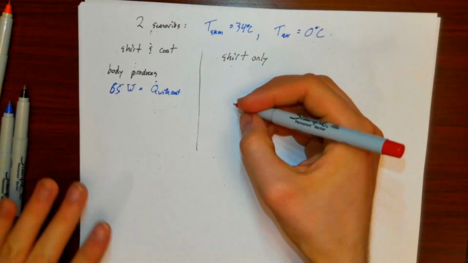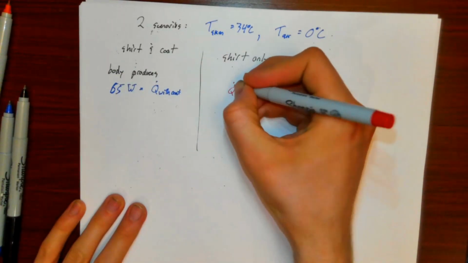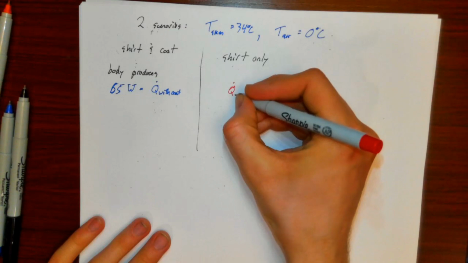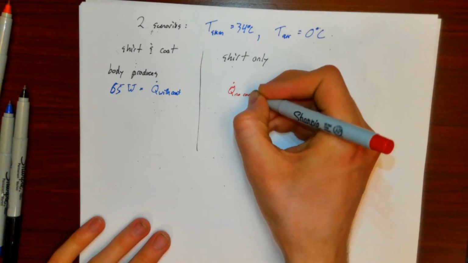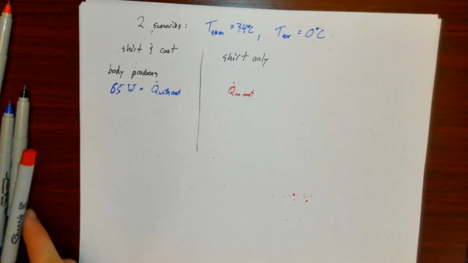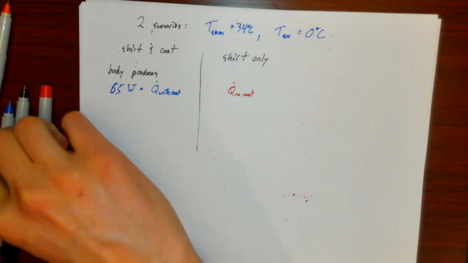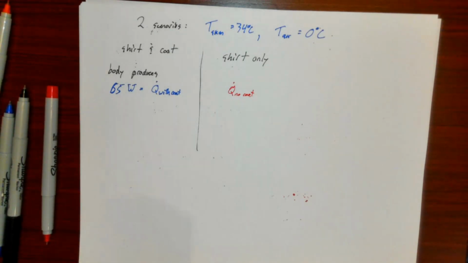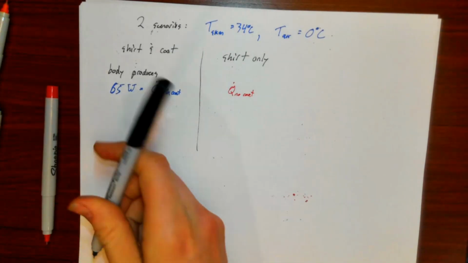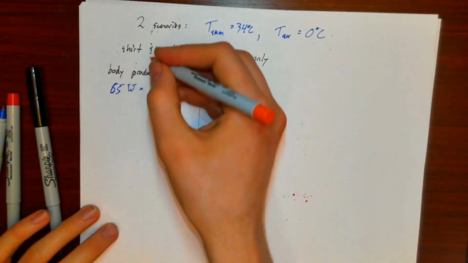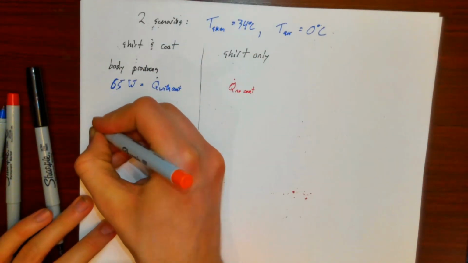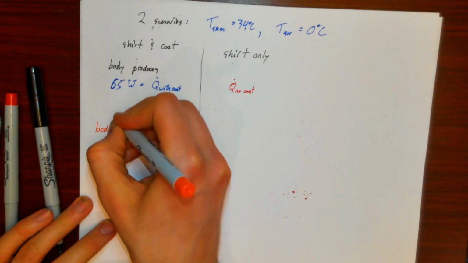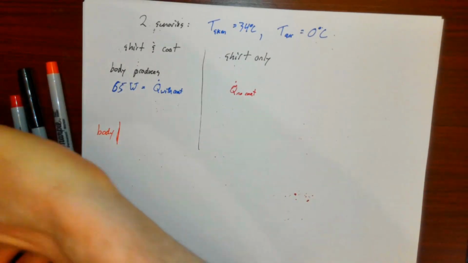How much body heat? Basically, what is my body heat with no coat in order to sustain this? So let's imagine what these systems look like. Here I have, for the shirt and the coat, my body, and my skin is right here at Ts.